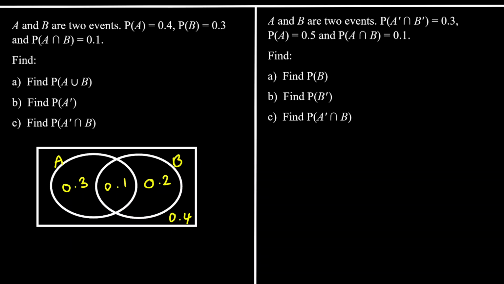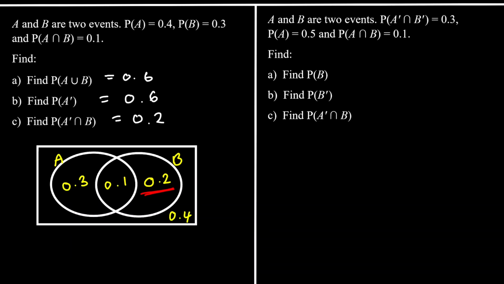Now let's answer the questions. What's the probability of the union of A and B? Everything that's A or B, so it's anything in the A circle and anything in the B circle as well, that's 0.6. The probability of not A, so the probability of A is 0.4, not A must be 1 minus that, 0.6. And the probability of the intersection of not A and B. Where is it not A and B? That's just the 0.2. It's an intersection, it's got to be both of them at the same time.